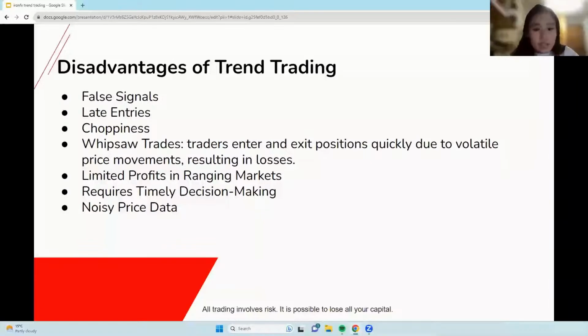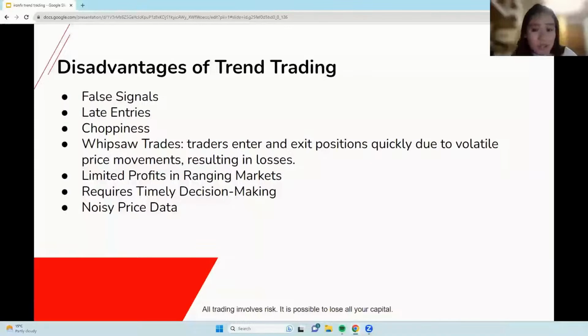Next, we have late entries. So what we mean by this is that trend following strategies may result in entering trades after the trend has already been established. So you can miss out on the initial price movement and potential profits. And then you might see yourself in a position where price is already reversing when you enter the trade.